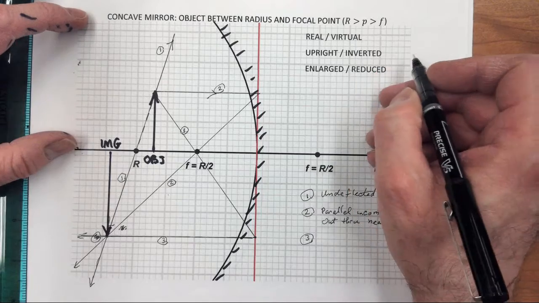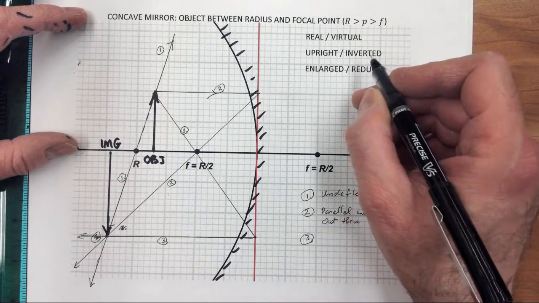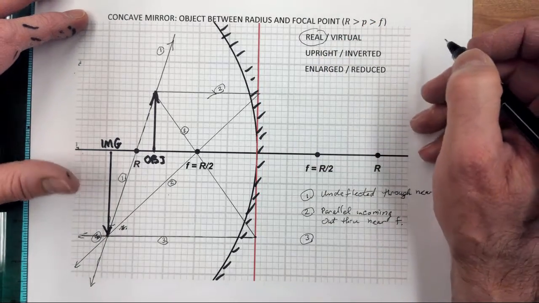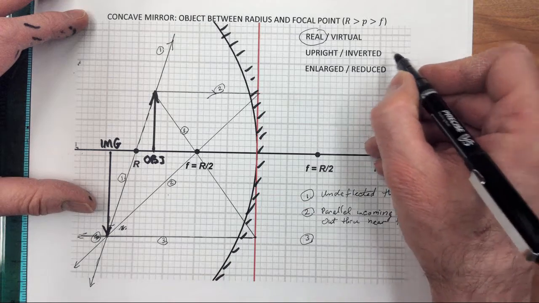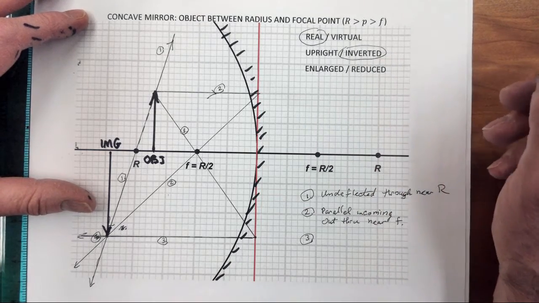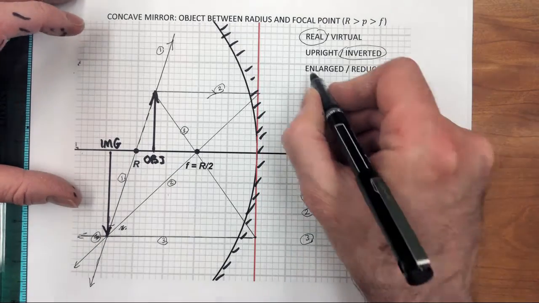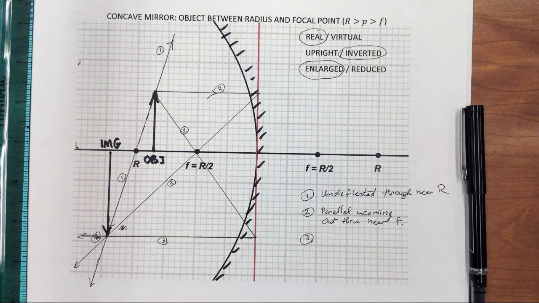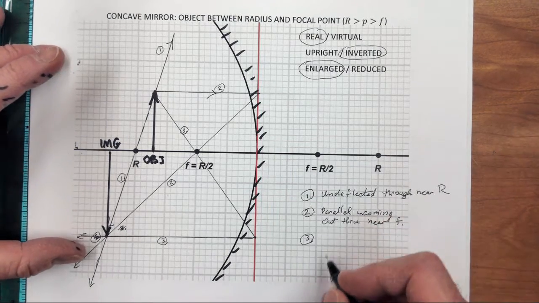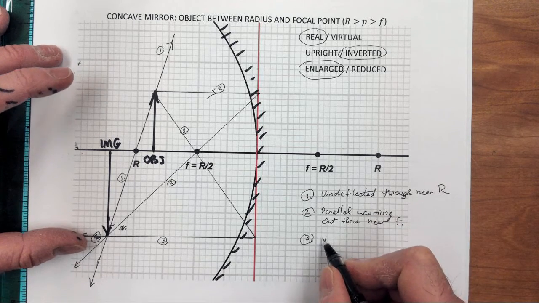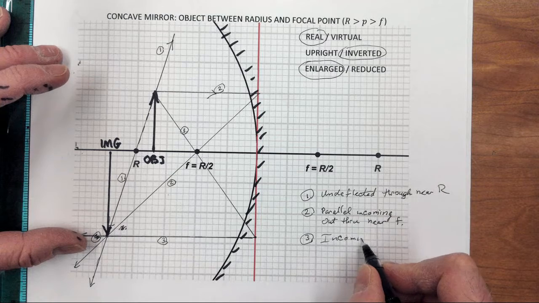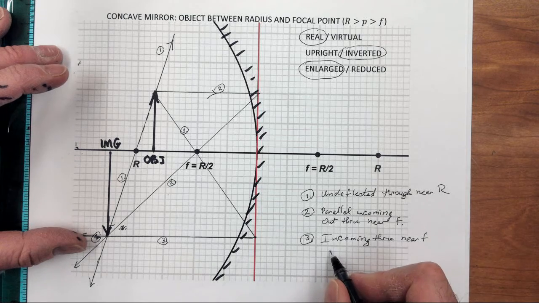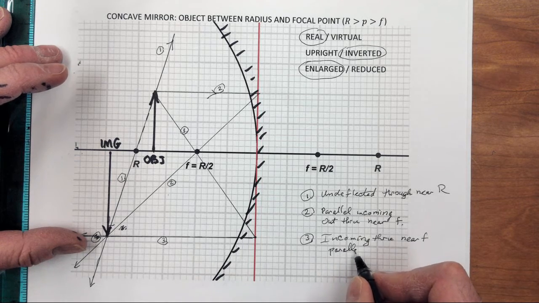Now, you tell me which of these things are true for this image. Is it real or is it virtual? Pause if you have to think about this. Well, it's real because those beams actually do meet. Is it upright or inverted? Yeah, inverted. Is it enlarged or reduced? Oh, this is actually larger than the object was, so it's enlarged. So now we've done another one of these, and it's always the same 3 beams. The third one was incoming through the near focal point, and it's parallel outgoing.